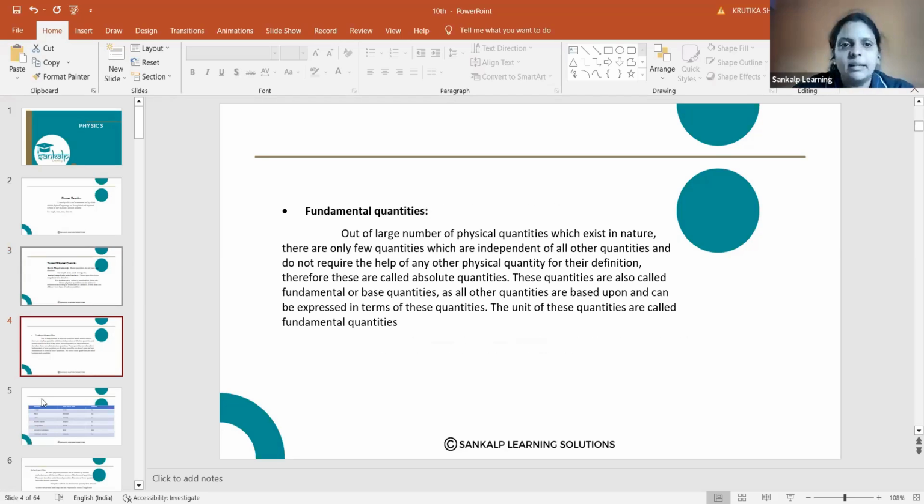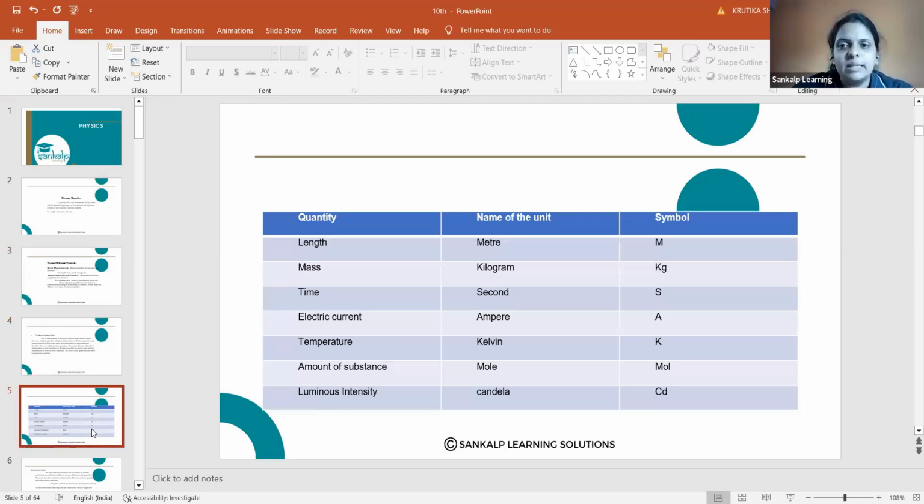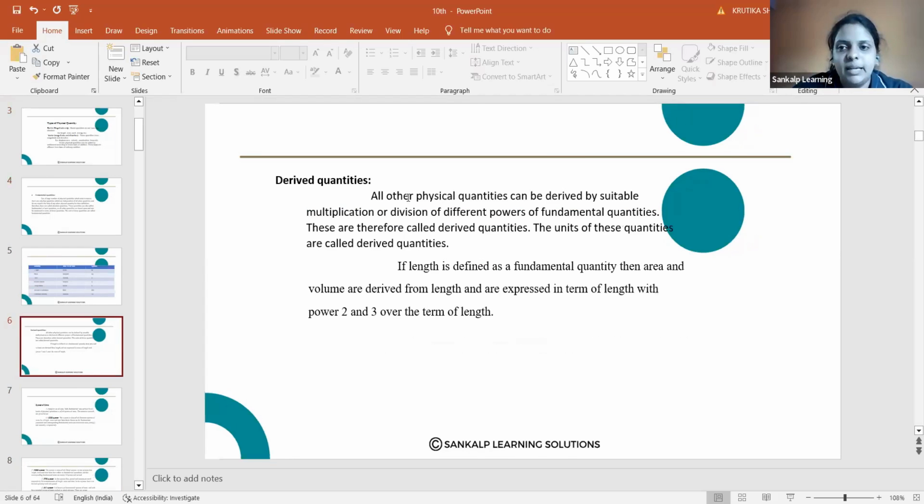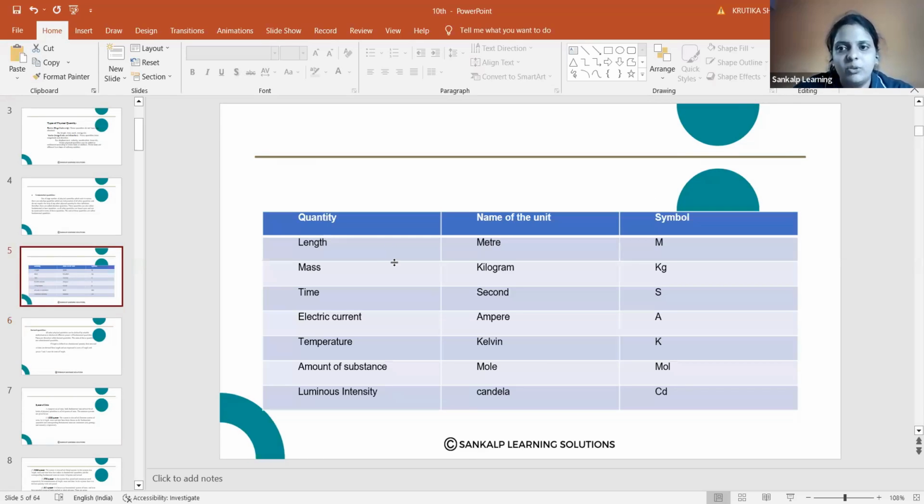The fundamental quantities are the basic quantities. In total, we have 7 fundamental quantities, and along with that we also discussed their units. These are called fundamental units, okay? Then the derived quantities, which depend on the fundamental quantities. Except these 7, any other quantity that comes, we call a derived quantity, okay?